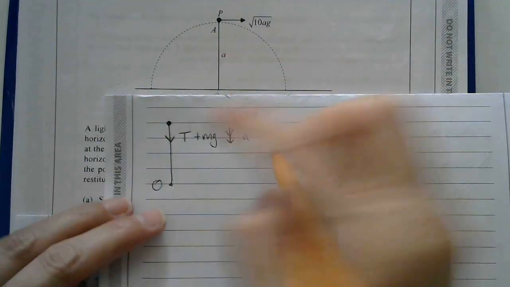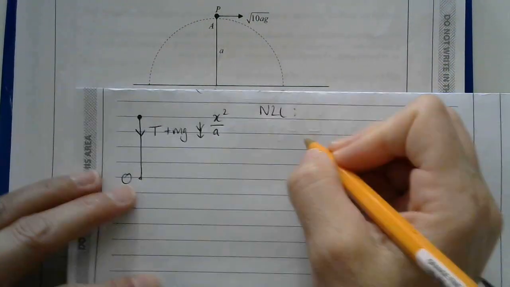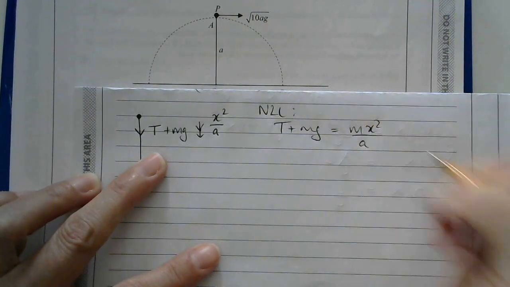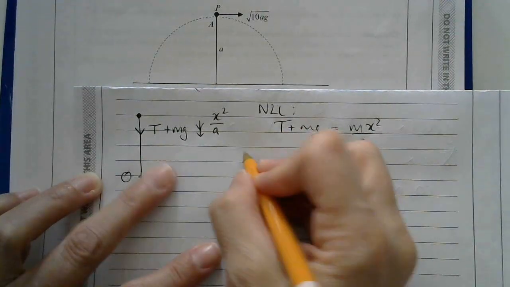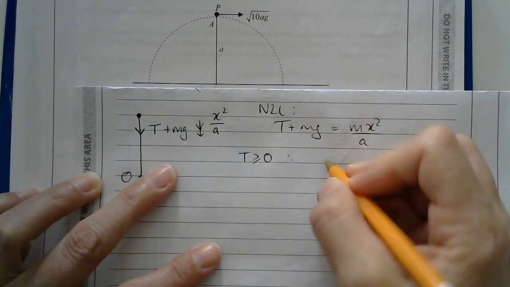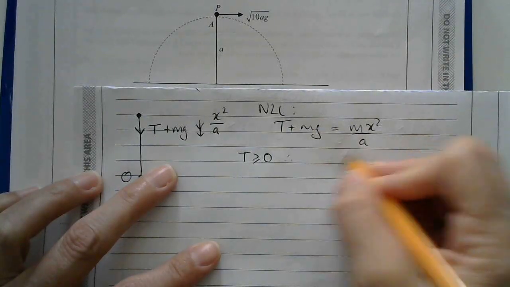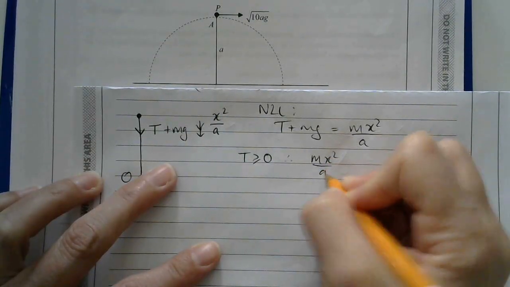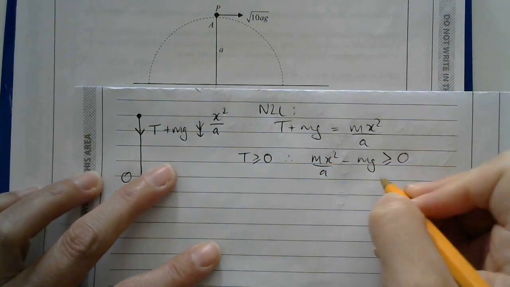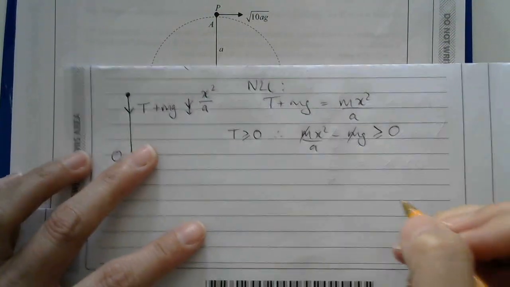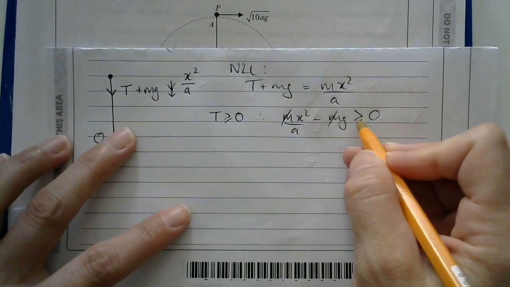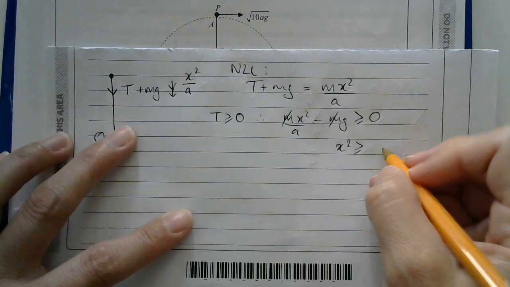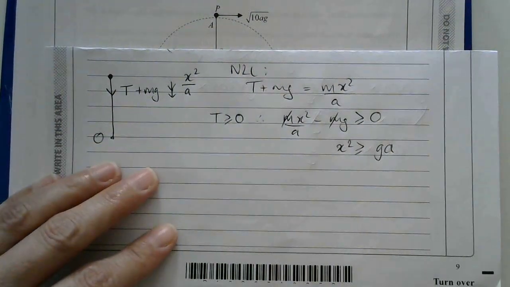Okay, now so I need to be able to get x to be able to use this. Hang on a sec. So let's just write down Newton's second law and write down what we've got. So T plus mg equals mass times acceleration. And I know that T is bigger than or equal to 0. Therefore, I know that this stuff minus that stuff is bigger than or equal to 0. So mx squared over a minus mg is bigger than or equal to 0. I could divide everything by m, because I know that m is positive, so it doesn't change my inequality. And then I get x squared is bigger than or equal to g times a.